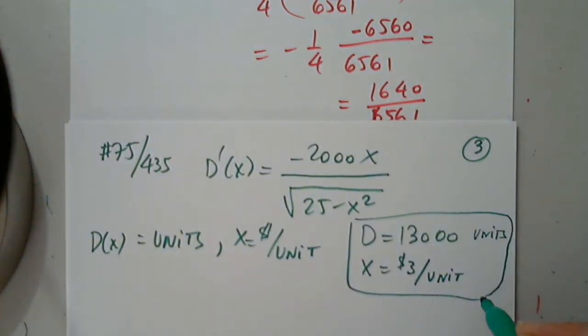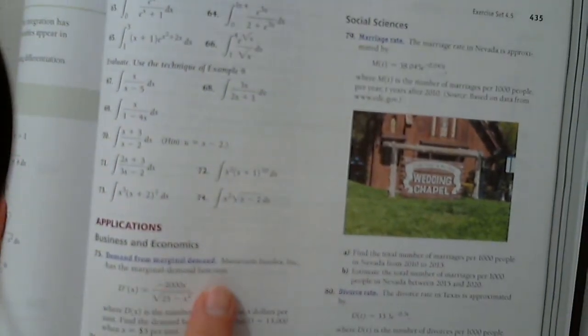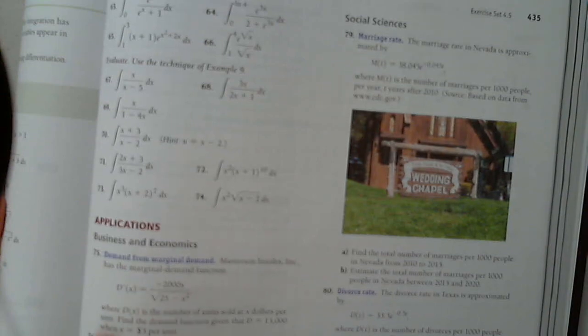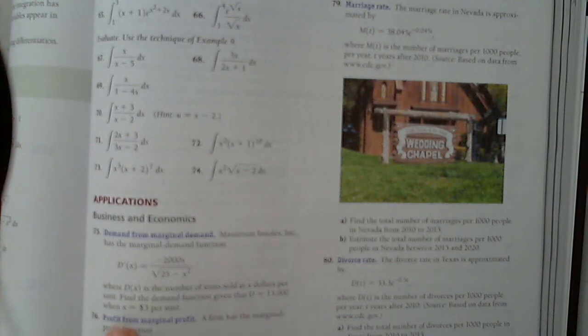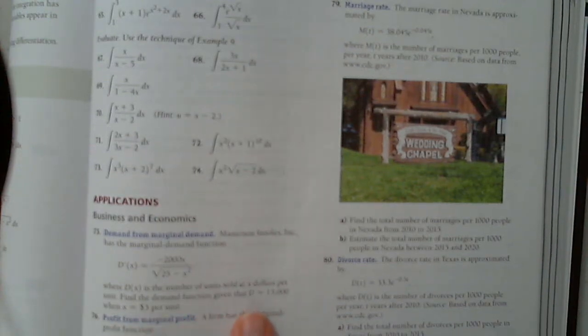Professor, did you say 13,000 units? Yes, when x equals 3. Is this problem 75? Demand from marginal demand, d prime, where d of x is the number of units sold at x dollars per unit, find the demand function given that d equals 13,000 when x is 3 per unit.